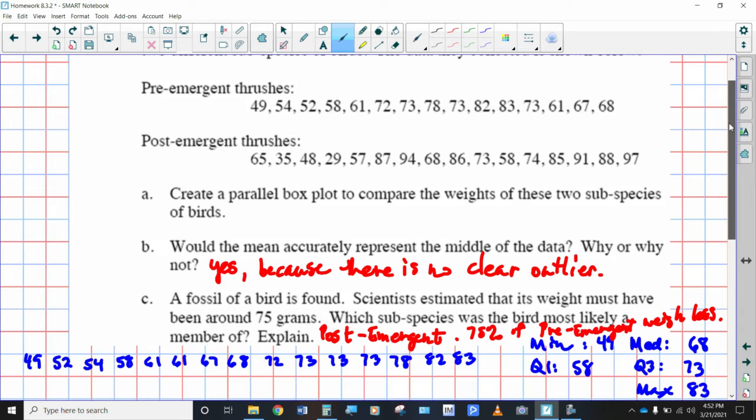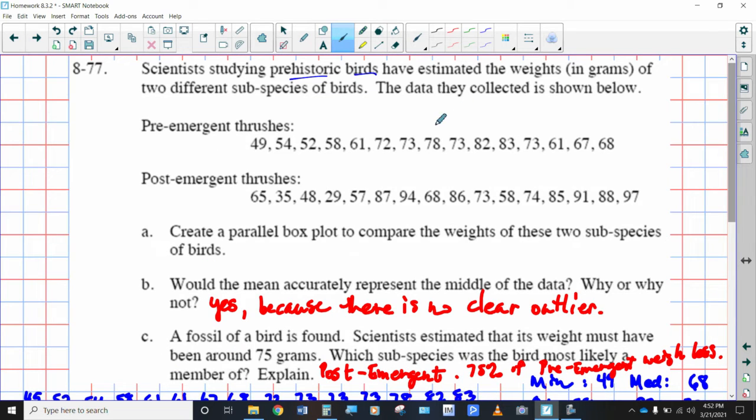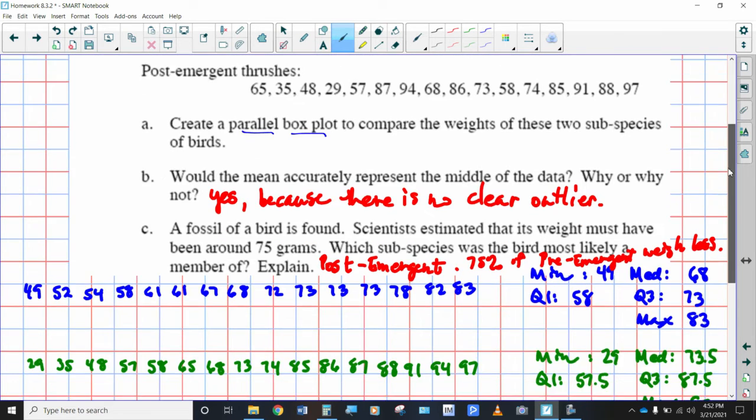All right, so what do we need to do? We need to take this data and put it into a parallel box plot. And a parallel box plot is going to be one where you find all the necessary information, the minimum, the maximum, the quartiles, and the median for each of these particular types of birds. And then we reference both of the box plots on the same exact number line.